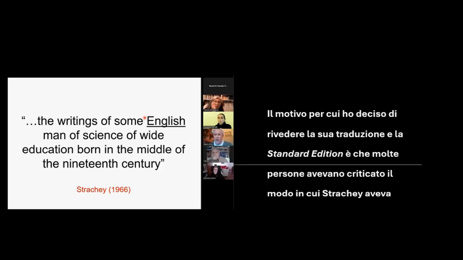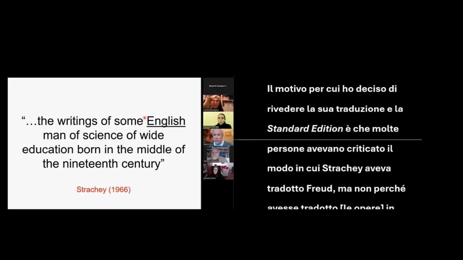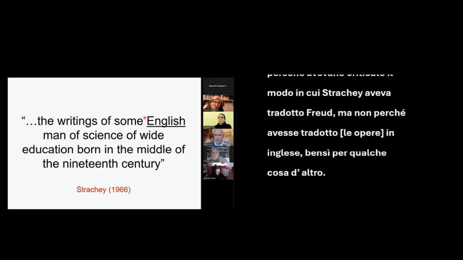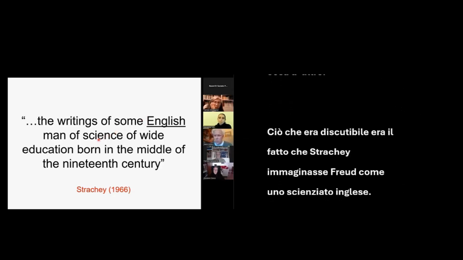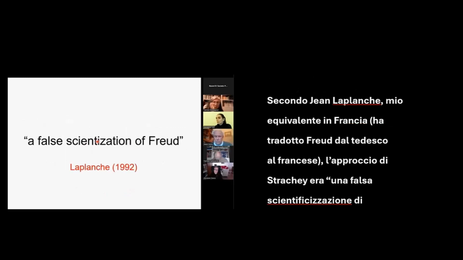The reason why I was asked to revise his translation, to revise the standard edition, is because many people had criticized the way Strachey translated Freud, but it was not because he translated him into English. It was about something else. What was controversial was that Strachey imagined Freud as an English man of science. According to Jean Laplanche, who was my equivalent in France, he translated Freud from German into French, this approach of Strachey's was a false scientization of Freud.